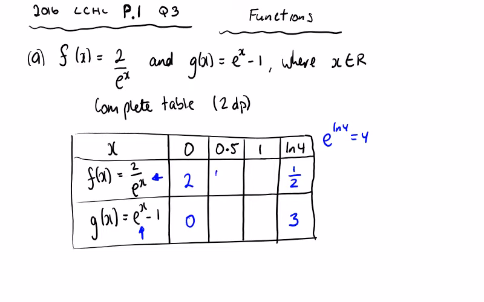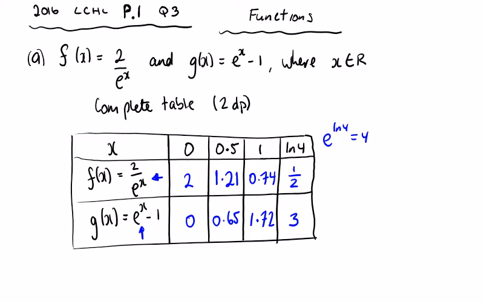So correct to 2dp, we get 1.21. We get 0.74. e to the power of a half minus 1 is 0.65. And this one is going to give me 1.72. e to the power of 1 minus 1, 2.72 minus 1.